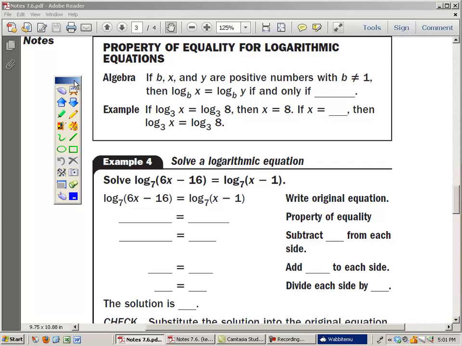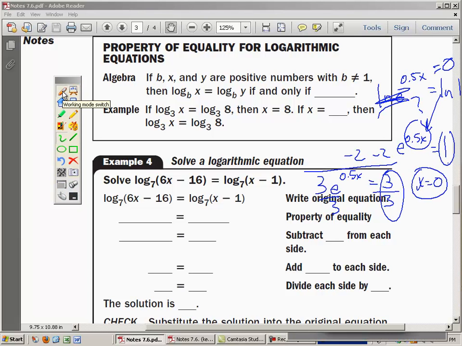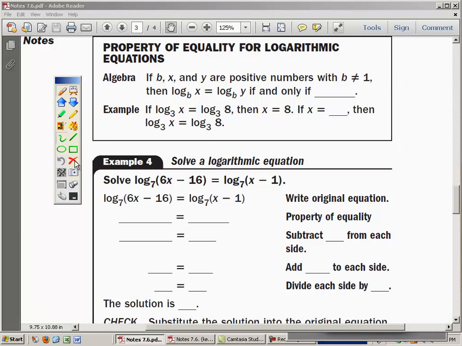On the back side of this, we now talk a little bit about properties of equality for logarithmic equations. So we spent the first half of the lesson talking about exponentials. Now let's talk about logarithmic. Okay? It says if b, x, and y are positive numbers where b is not equal to 1, then log base b of x is equal to log base b of y if and only if, and once again, as you guessed it, x is equal to y. As long as the bases match, these things have to be the exact same.